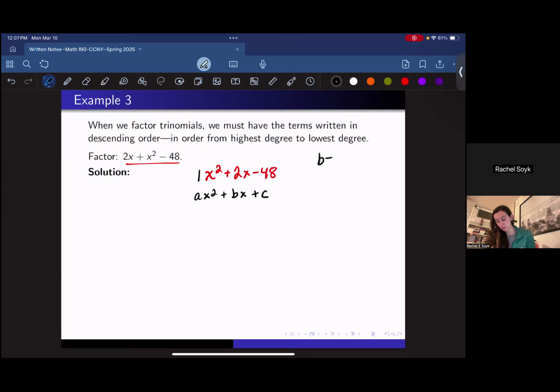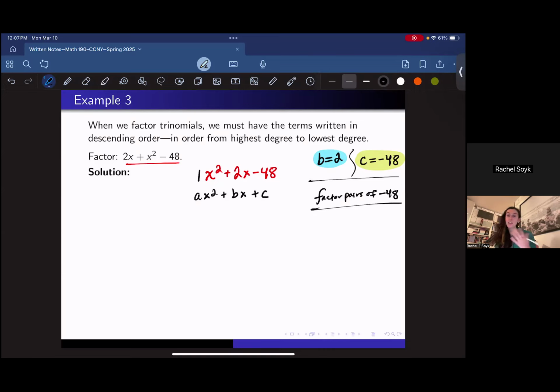We can easily identify that our B is 2. And then our C here is negative 48, which is what we are going to be finding the factor pairs for. And then we can carry out the problem like we have been doing. So factor pairs of negative 48. I always like to do the positive first, and then I'll manipulate with a negative sign.